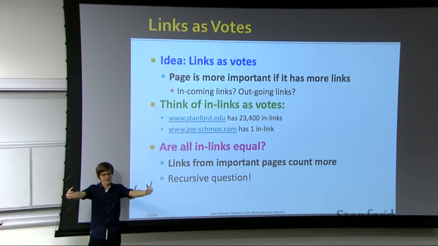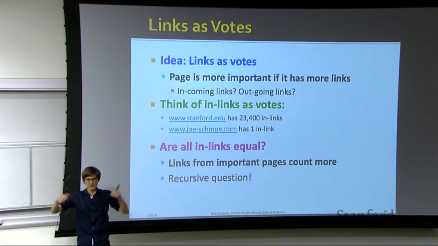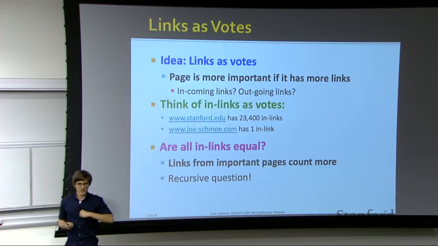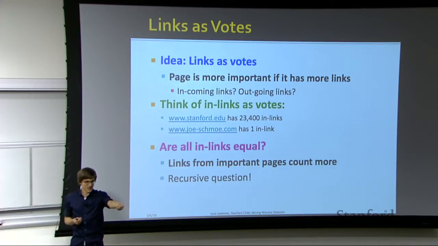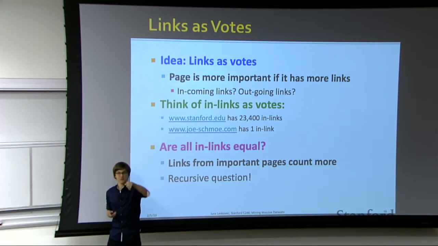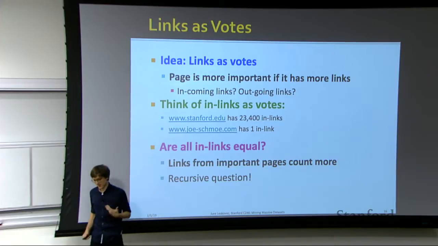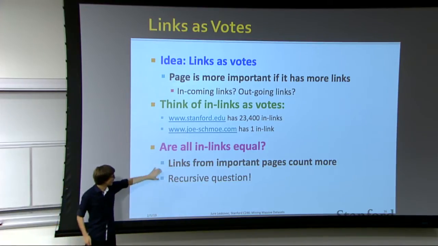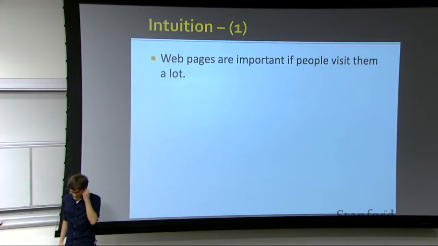But of course, those friends' importance also depends on their friends' importance. So we have this kind of recursive definition where my importance depends on my friends' importances, and my friends' importances, again, depend on their friends. It kind of never ends. And this is how PageRank will be computed, and why we call it a recursive type of question. Okay?